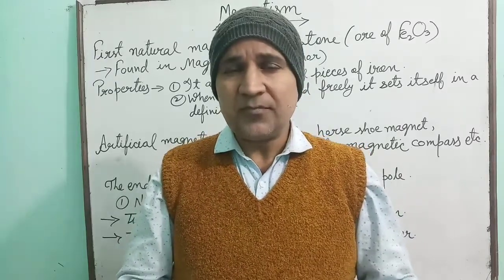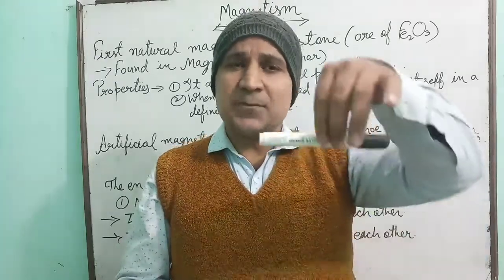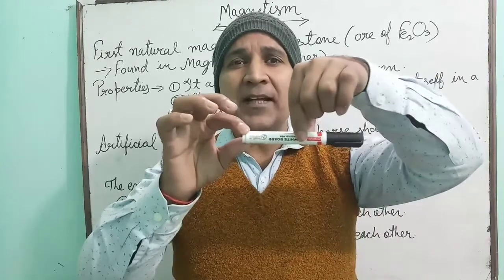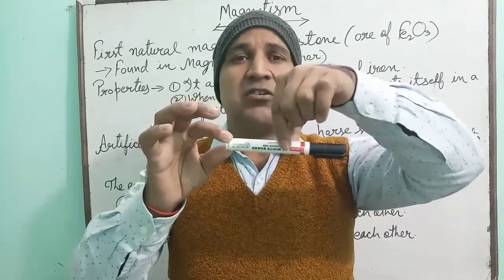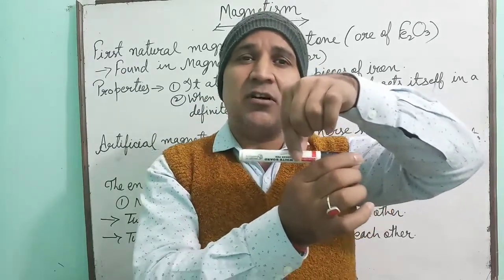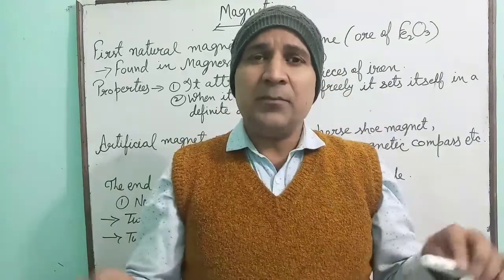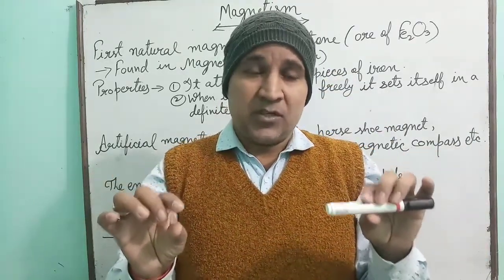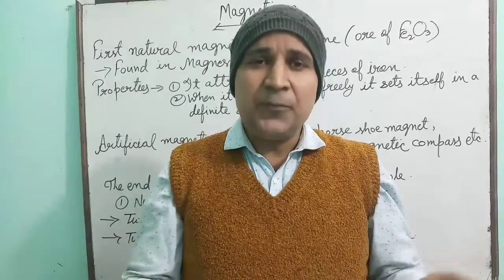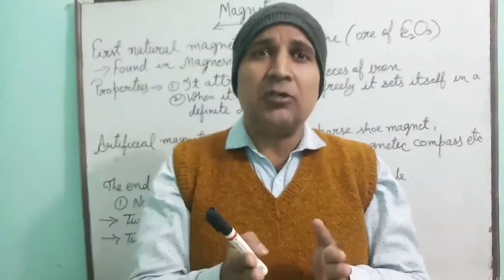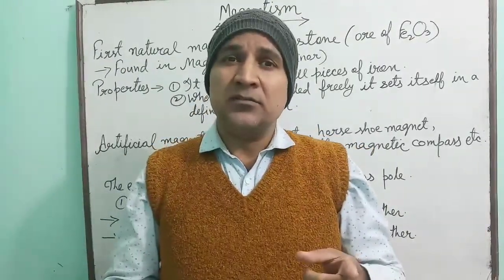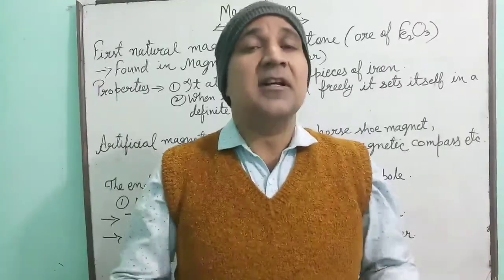Children, we know that when a magnet is suspended freely, it comes to rest in the north and south direction. So the end of the magnet which comes to rest in the north direction is called the north pole, and the end which comes to rest in the south direction is called the south pole. Now, when we bring two magnets together, if north and north poles are brought together, they repel each other. If north and south poles are brought together, then they attract each other. So we can see that opposite poles attract each other and similar poles repel each other.